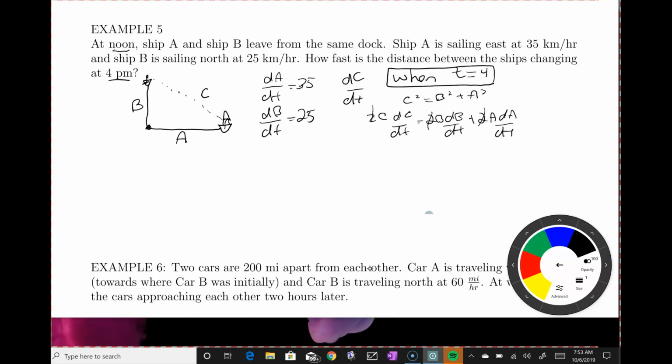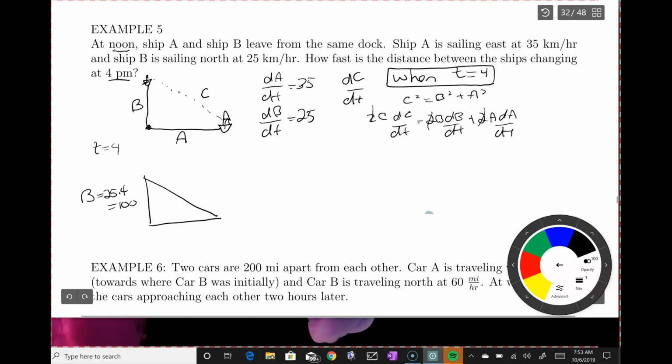So now I'm going to figure out the side lengths. So when t equals 4, what does that mean? The ship B has been sailing at 25 kilometers per hour times 4 hours, so that's 100. Then I'm going to find out the length A, and it's been moving at 35 kilometers per hour for 4 hours, so that's 140. Then I can figure out what C is with the Pythagorean theorem, so that's the square root of 140 squared plus 100 squared. And I'm just going to leave it like that.